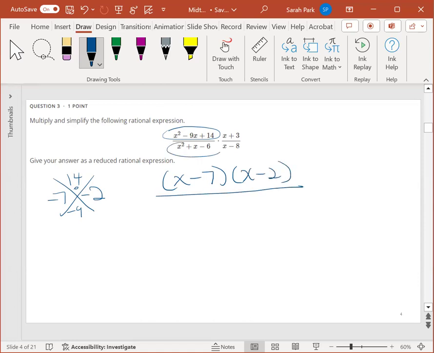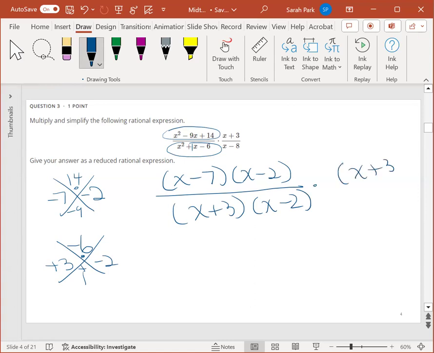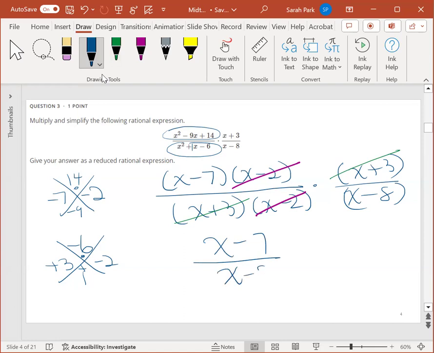And then if we look at x squared plus x minus 6, we do the cross method, and you look at what multiplies to the last term, -6, and the b term, which is the number in front of x. So what adds to 1 and multiplies to -6, that's going to be positive 3 and minus 2. So we have our factors as x plus 3, x minus 2. And then we'll just bring down the x plus 3 and the x minus 8. And we can cancel these x minus 2s. These x plus 3s cancel out. So we're left with x minus 7 over x minus 8.